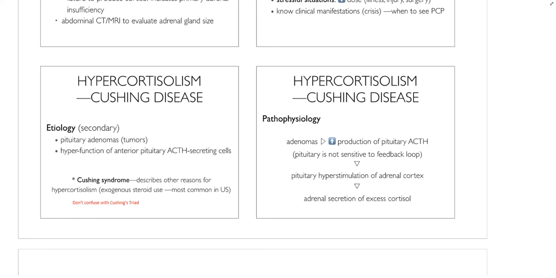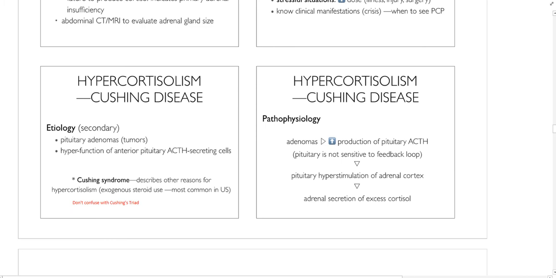I can't think of anything else off the top of my head. Something else that's more like a primary issue, where the gland itself stops functioning properly and produces a whole lot more cortisol than it should, that would be Cushing's syndrome. So remember that Cushing disease is going to be the secondary one that has to do with the pituitary adenoma. Cushing syndrome is going to be the one where it has to do with something other than a pituitary adenoma.